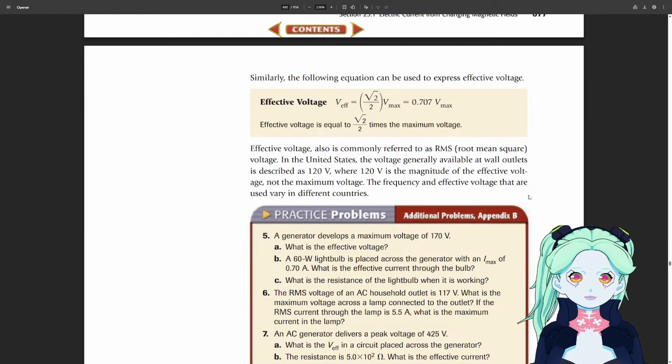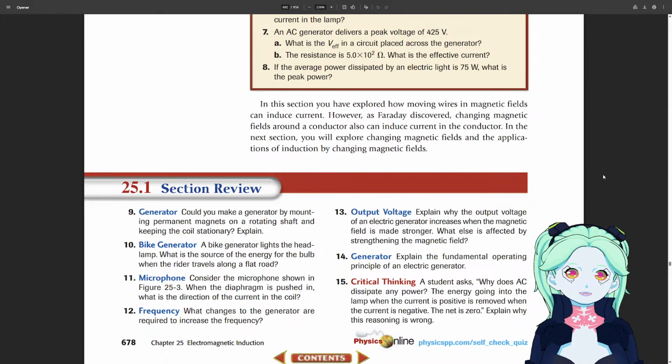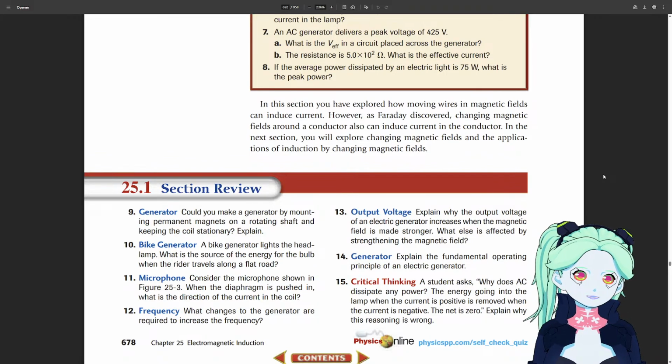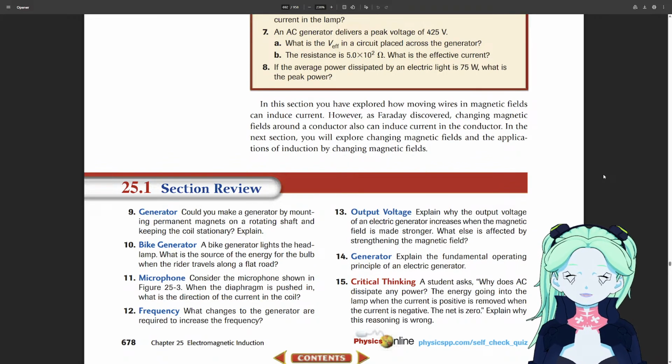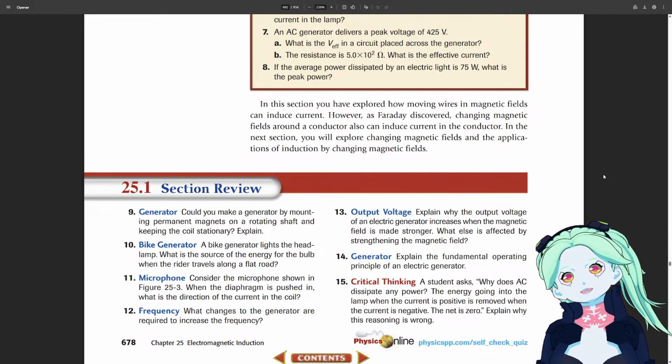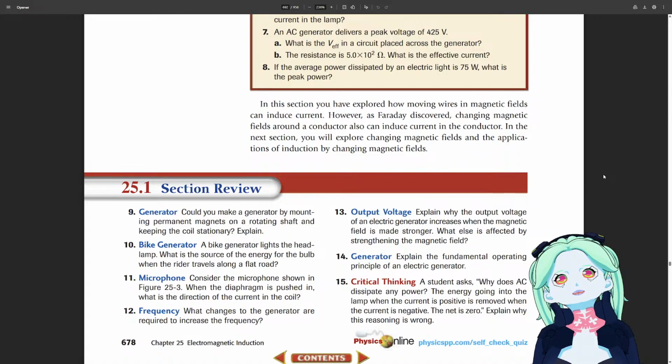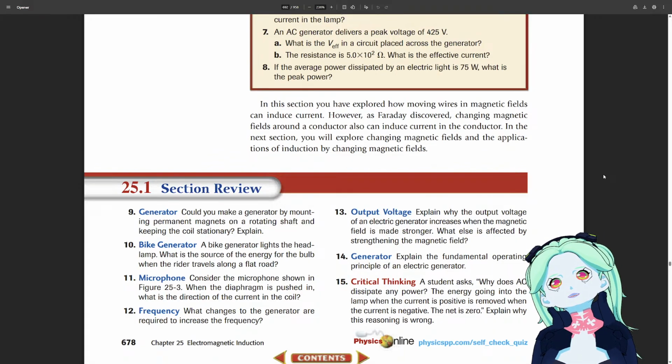In this section, you have explored how moving wires in magnetic fields can induce current. However, as Faraday discovered, changing magnetic fields around the conductor also can induce current in the conductor. In the next section, you will explore changing magnetic fields and the applications of induction.